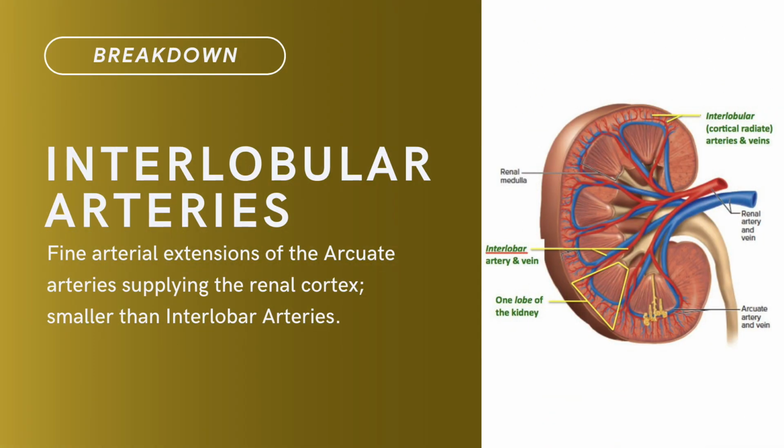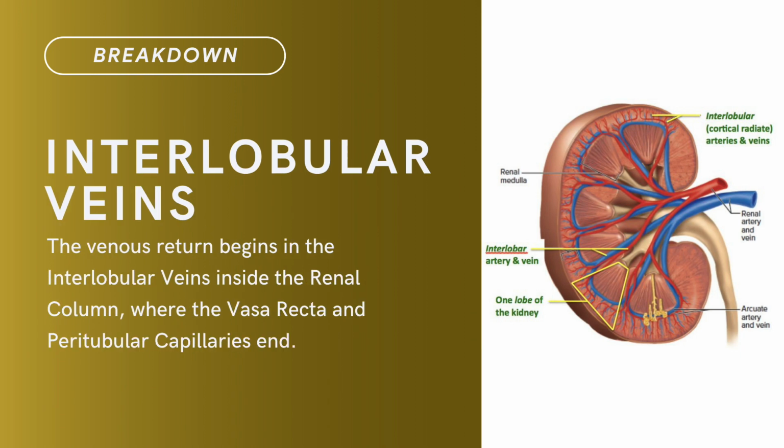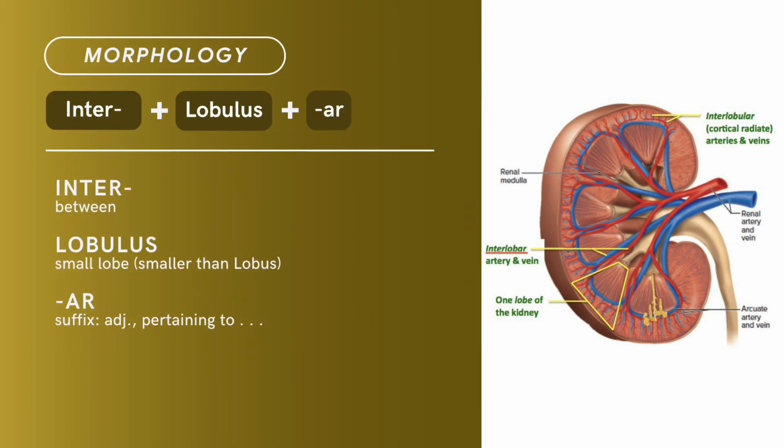Compound term, interlobular arteries. Brief definition, fine arterial extensions of the arcuate arteries supplying the renal cortex, smaller than the interlobar arteries. Related term, interlobular veins. Brief definition, the venous return begins in the interlobular veins inside the renal column, where the vasa recta and the peritubular capillaries end. Term morphology, inter plus lobulus plus R.